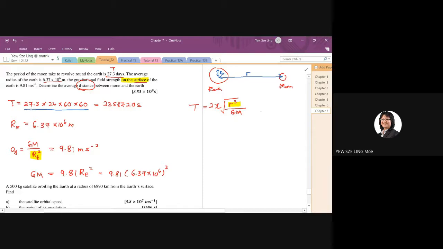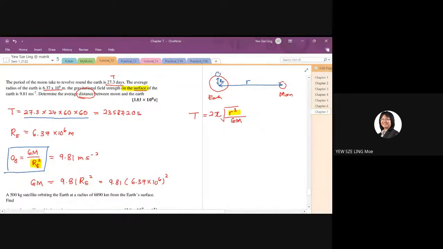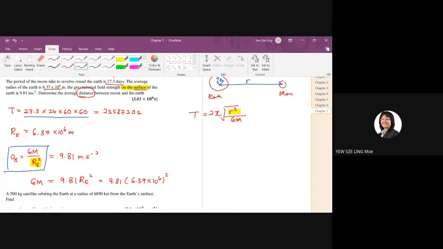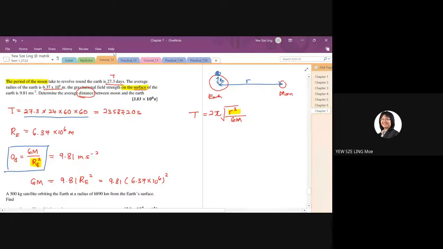The equation that is suitable is the period. Because g is not suitable. g already tells you it is for an object on the surface, and we don't want the surface. We want the information about the moon. Therefore, we use the period. How do I know that I can use the period? Because you are given the period of the moon, therefore you can use it to calculate the R. Let's see how we are going to solve it.